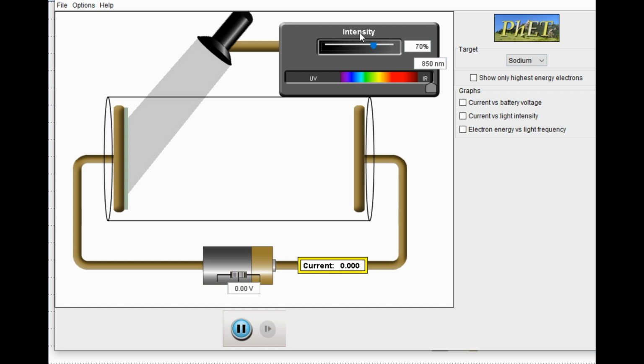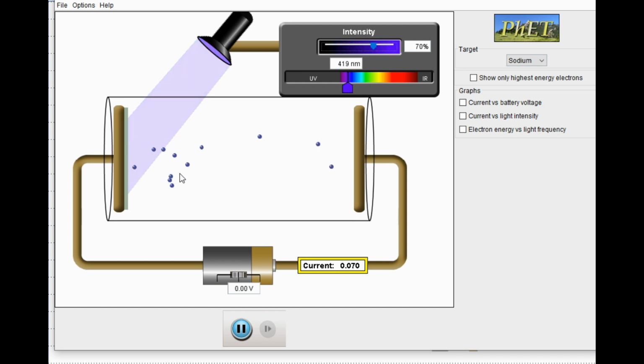Intensity is very high. I expect that when light reaches here, it might heat this up, then electrons should move. However, nothing happens. What would happen if I change the frequency or the wavelength? As we decrease the wavelength here, the color is changing, but nothing is happening.